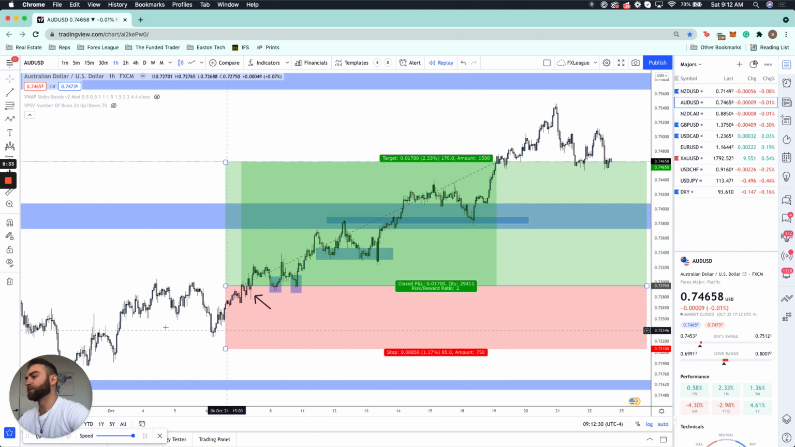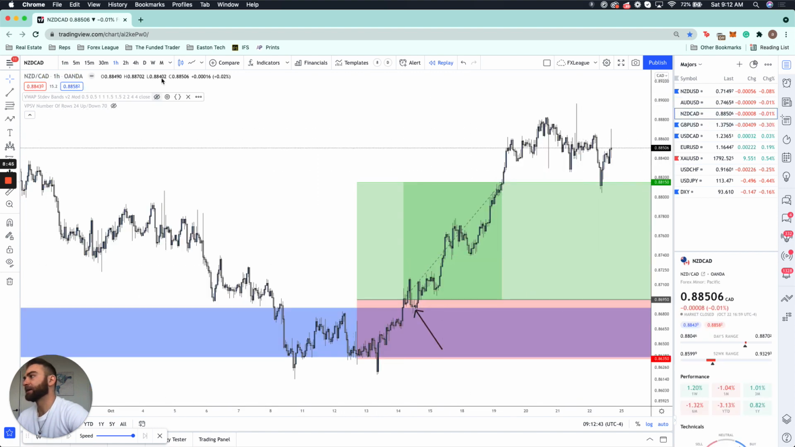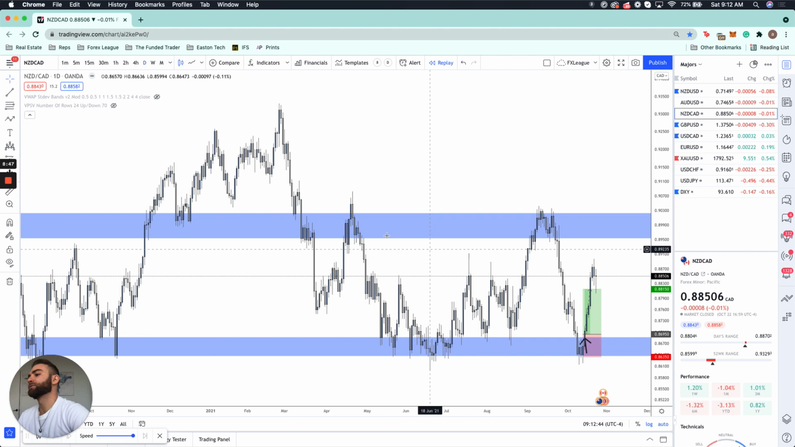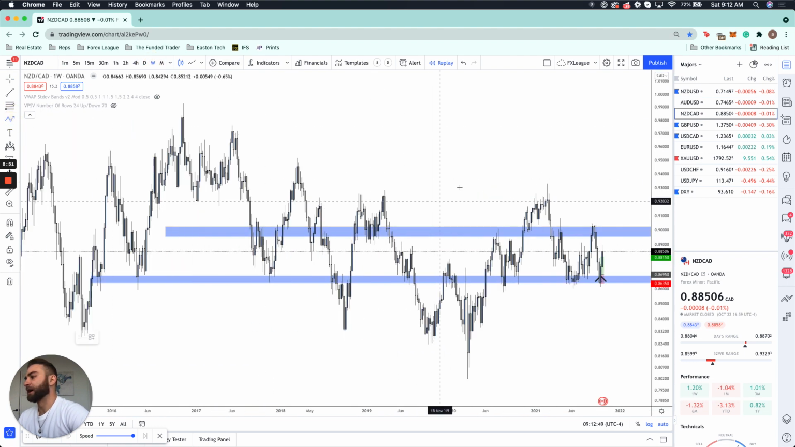So ultimately, those were all opportunities that we could have taken advantage of and entered with. So that is AUDUSD. And then last but not least, we have NZDCAD. So let's bump up on this one to the daily. Let's actually move up to the weekly because this one moves a lot. So I have some levels placed here.